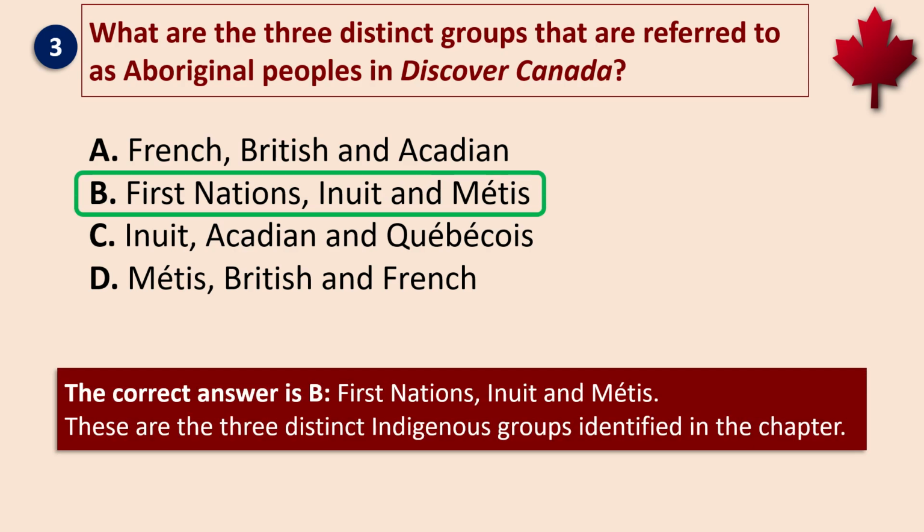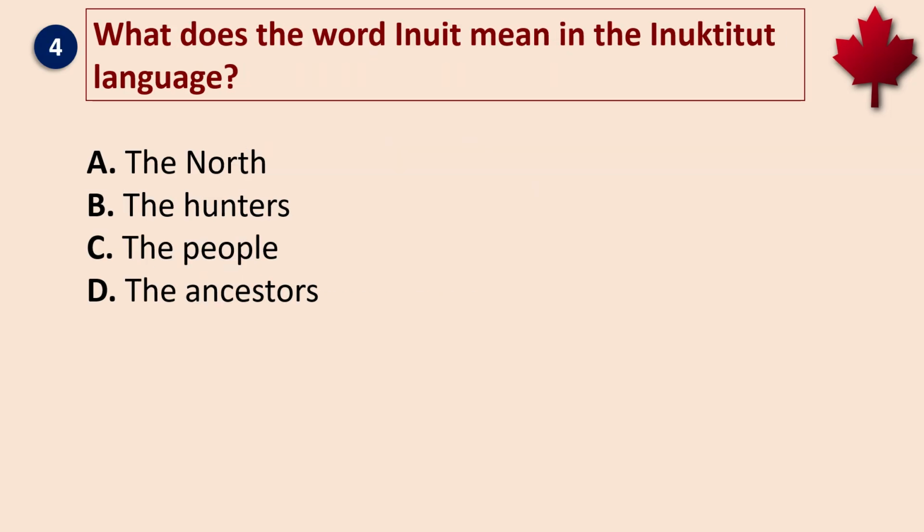The correct answer is B. First Nations, Inuit and Métis. These are the 3 distinct Indigenous groups identified in the chapter. What does the word Inuit mean in the Inuktitut language? A. The North. B. The hunters. C. The people. D. The ancestors.